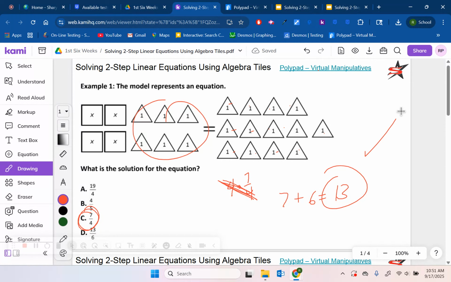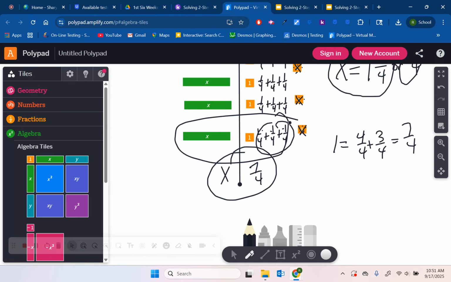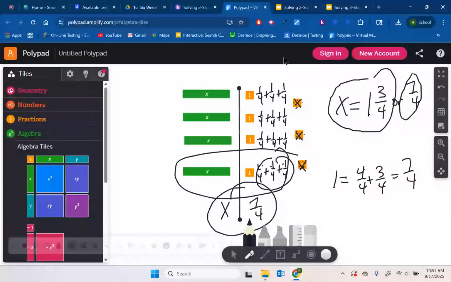And that's using tiles to solve for a letter. You can get the right answer every single time. You can't fail. Kind of neat, right?